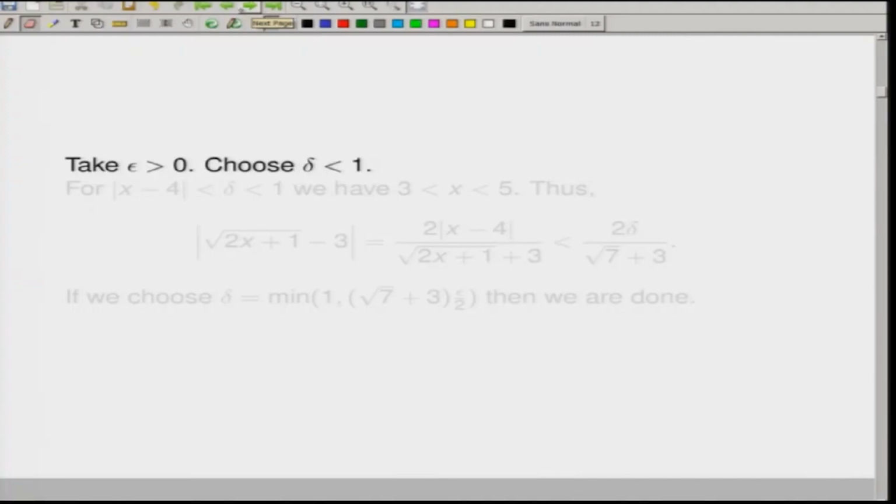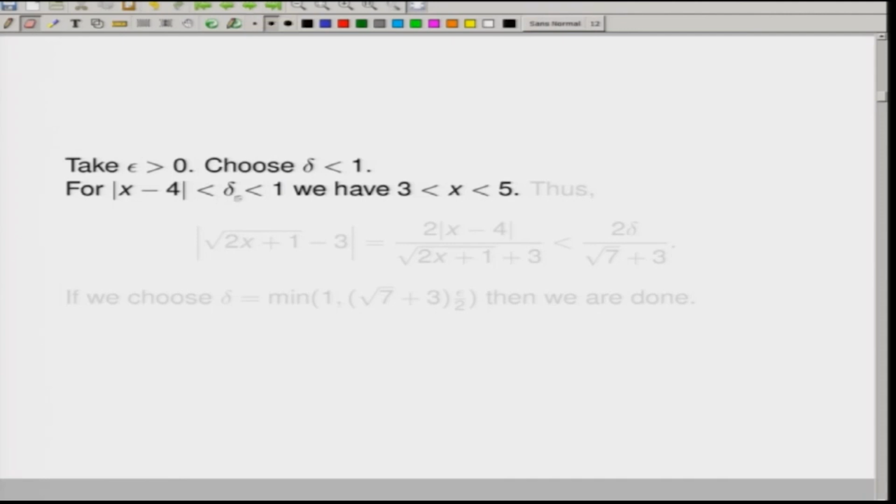Now, take epsilon positive. Suppose we are looking for a delta. Let us say delta is strictly less than 1, because we just want delta to be positive. Then we look at the interval 4 − delta to 4 + delta, that means |x − 4| < delta < 1. Therefore −1 < x − 4 < 1, so we have 3 < x < 5.